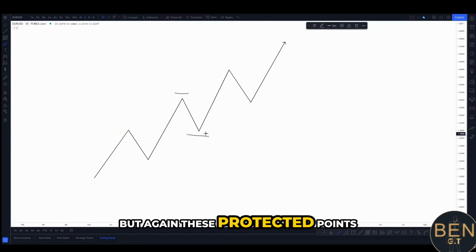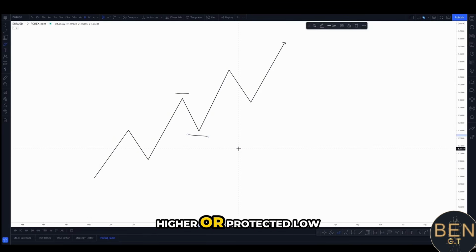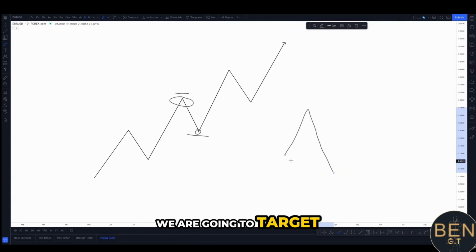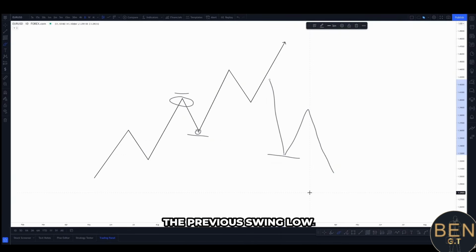But again, these protected points, whether it be a protected high or a protected low, are going to coincide with some sort of supply and demand zone or liquidity grab that's going to see an injection of orders into the market that's going to cause a run or a target of the other side of the structure. So again, if it's a protected low, we're going to target the previous swing high. And if it's a protected high, we are going to target the previous swing low.